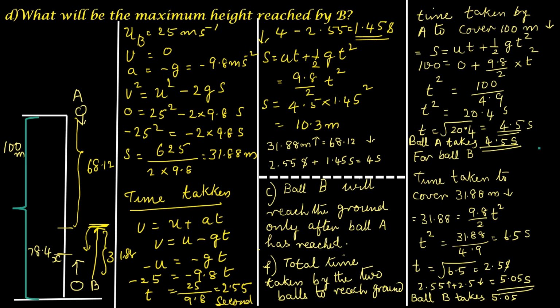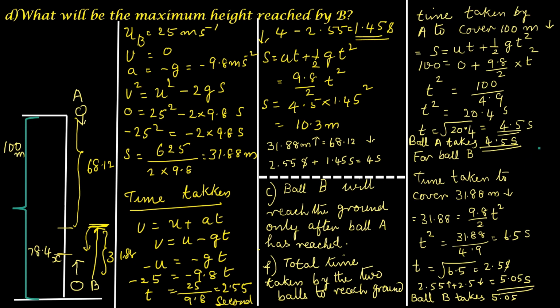Section C. When will the ball B reach the ground? And the answer is, ball B will reach only after ball A has reached. We can understand this only by applying Galileo's law of odd numbers for freely falling bodies. As per the law, the distance covered by a freely falling body in equal intervals of time bears a ratio of odd numbers, that is 1 is to 3 is to 5 is to 7 and so on, for successive equal intervals of time.